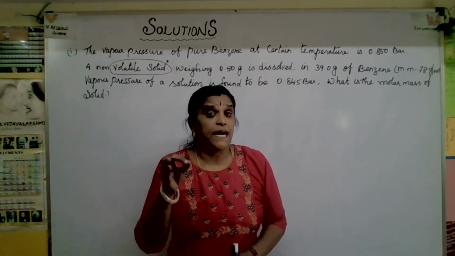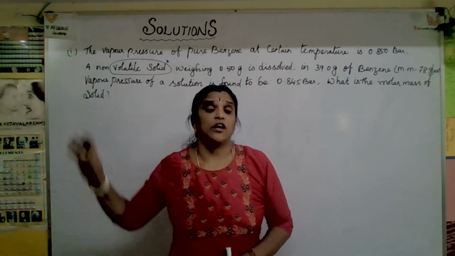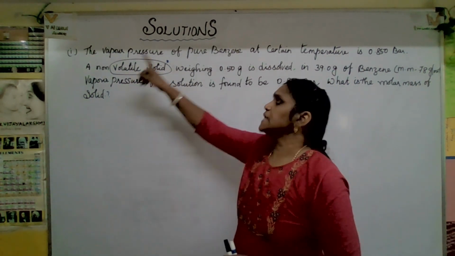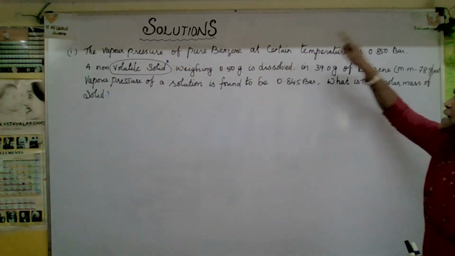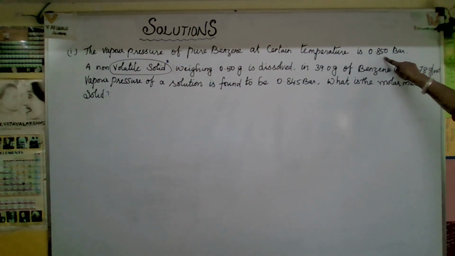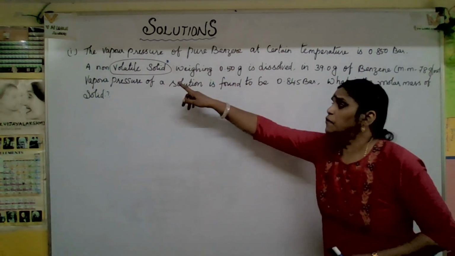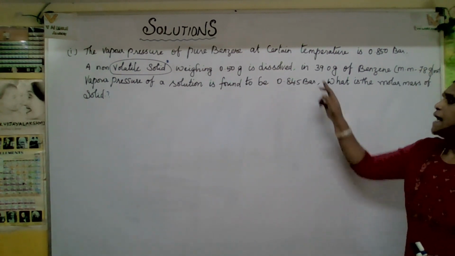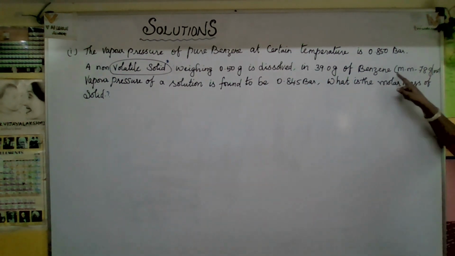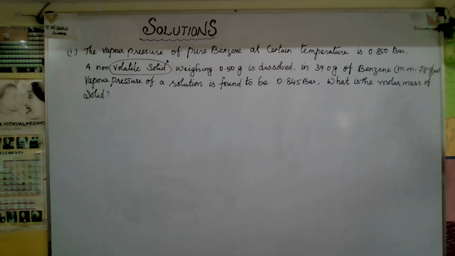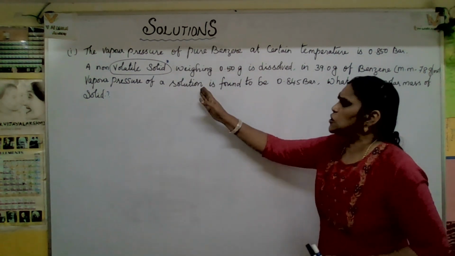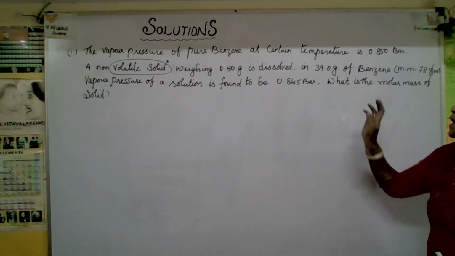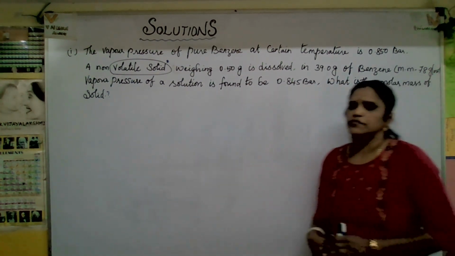Now we are going to see a relative lowering of vapor pressure related sum. It's very simple and easy. Let us analyze. The vapor pressure of pure benzene at a certain temperature is 0.850 bar, and a non-volatile solid weighing 0.50 gram is dissolved in 39.0 gram of benzene. Molar mass is 78 gram per mole. The vapor pressure of the solution is found to be 0.845 bar. What is the molar mass of the solid?